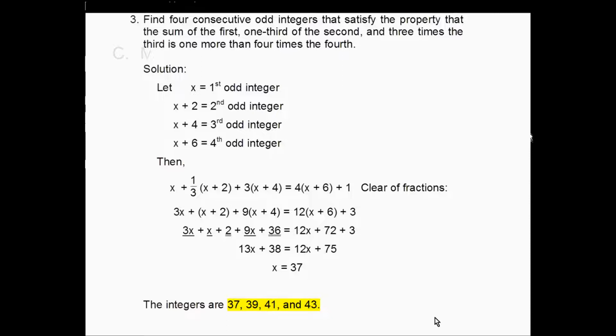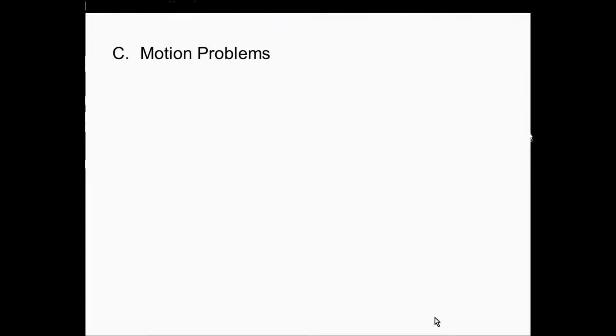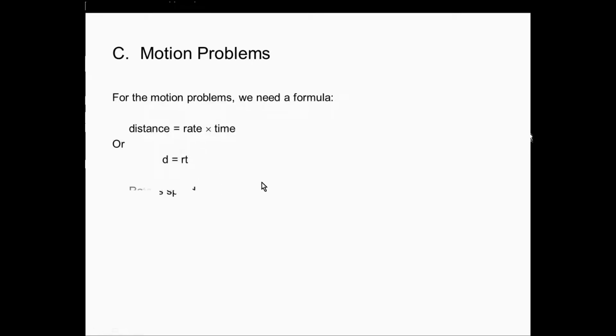Let's go to our next category of word problems, the motion problems. Okay, motion as in something is moving. So for the motion problems, we need a formula. The formula is distance equals rate times time, or in using letters, d is equal to rt. We always call it rate, but rate is speed.